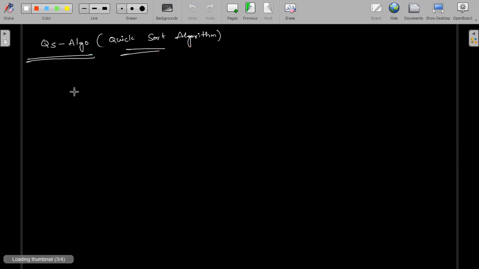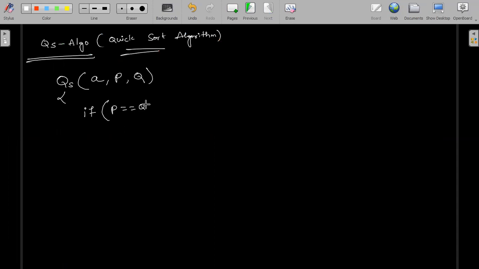So quicksort, QS. Array A, starting index is P, ending index is Q. I think everybody is okay with this. Now, if the P value equals Q, that is nothing but only one element.